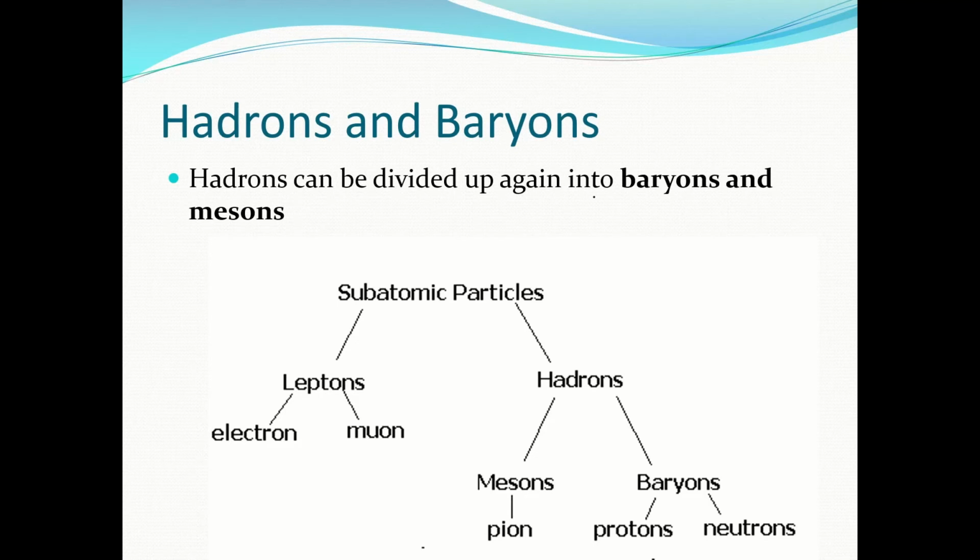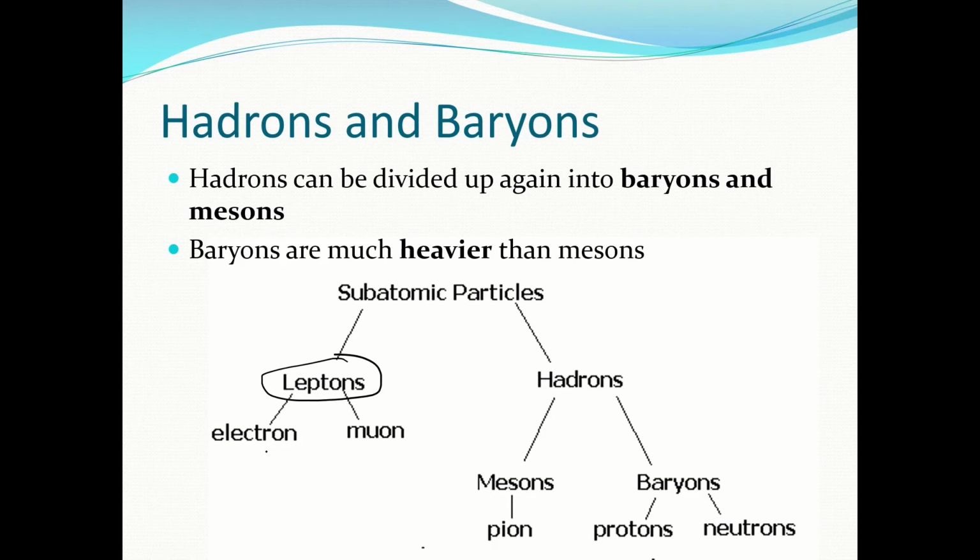Hadrons can be divided up into different categories, so they can be subdivided again. Baryons are much heavier than mesons, right? So we have these subatomic particles. We have leptons, which include electrons and muons, so those are both leptons. And then we have our hadrons, which are things that might be found in the nucleus, and they divide them into mesons and baryons, right? Baryons are heavy, and these ones are light. A pion is a light hadron, and then protons and neutrons are heavy versions of that.